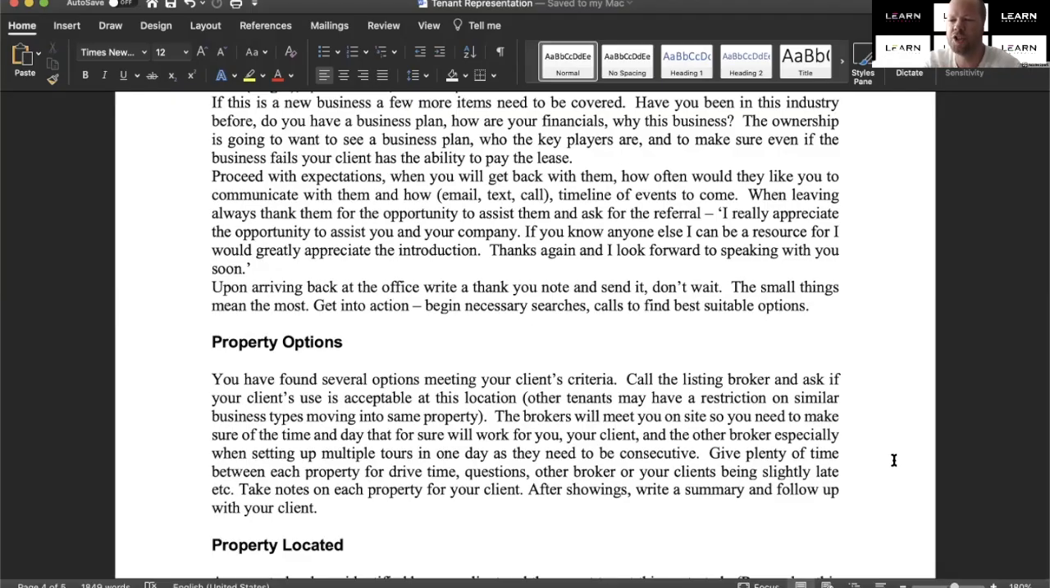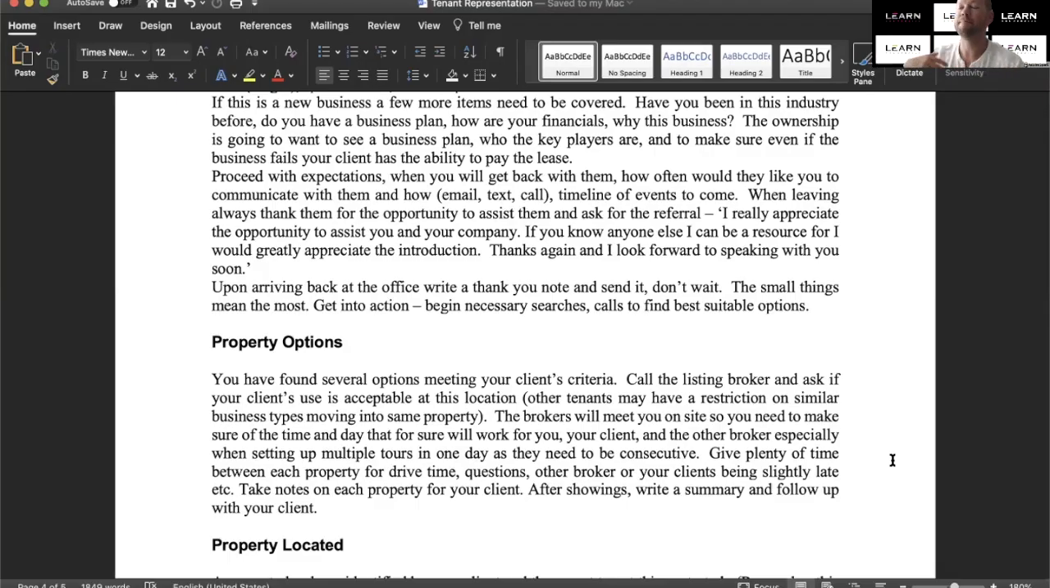The brokers will meet you on site. So you need to make sure of the time and day that work for you, your client, and any other broker, especially when setting up multiple tours in one day, as they need to be consecutive, right? Waterfalling tours is tough because you're depending on other people and their time. Unlike residential, where you have a lockbox or a combo, you just go up to the door and walk yourself in. It's not like that.